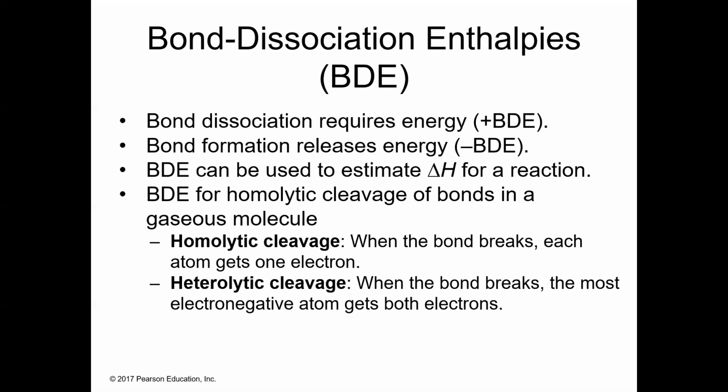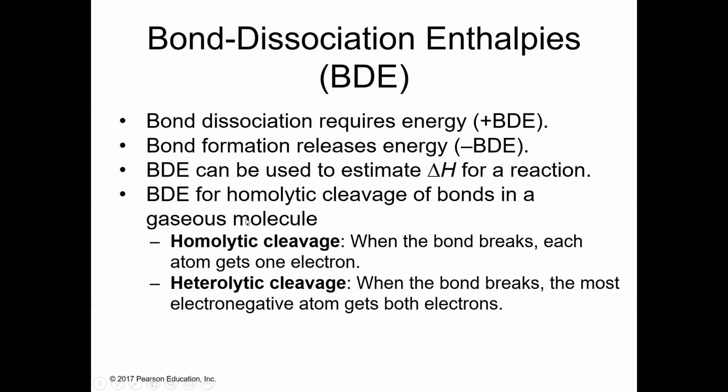Okay, next we'll look at bond dissociation energies. Breaking a bond or bond dissociation requires the input of energy. It has a positive value. Bond formation releases energy. And we can estimate delta G for reactions using bond dissociation energy values. Especially for something like what we just looked at, where everything is in the gas phase. If it's in the solution phase, it's going to be more complicated. But we can estimate using these bond dissociation energies.